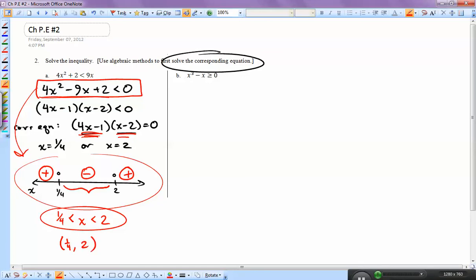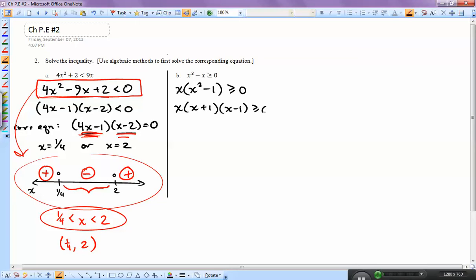In B, we have x cubed, not x squared anymore, so it's a cubic. I noticed some students wanted to do this right away, but you can't, because if I divide by x, then I'm saying there's no way x could be 0, but maybe it is. So I'm not allowed to do that. So instead, what I'll do is I'll just factor. I'm not actually dividing by anything here. And then the x squared minus 1 will also factor. So x times x plus 1 times x minus 1, all greater than or equal to 0.